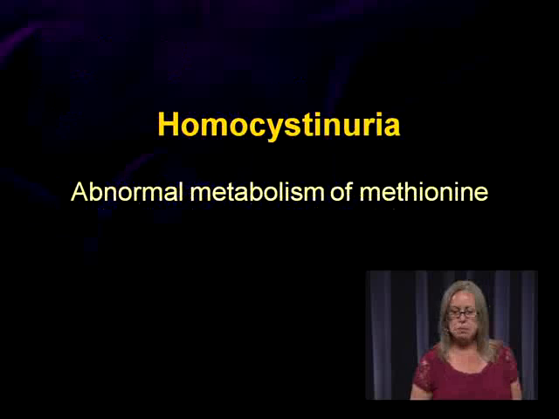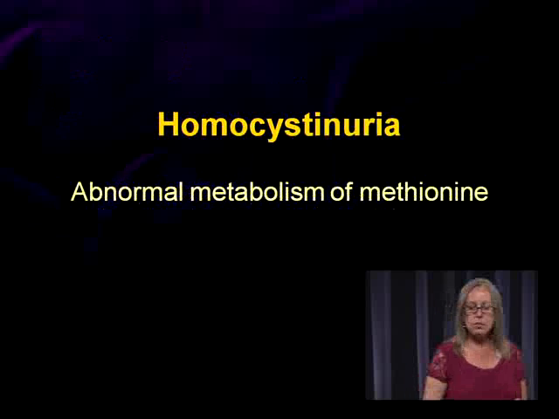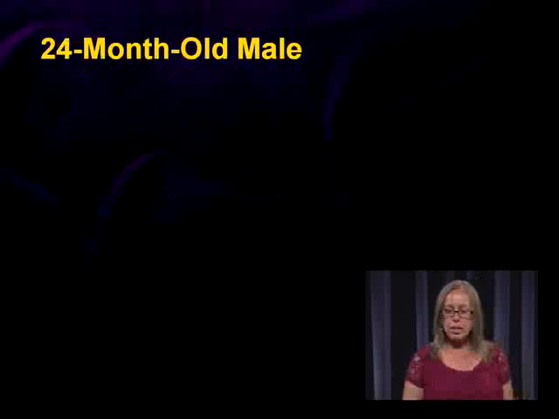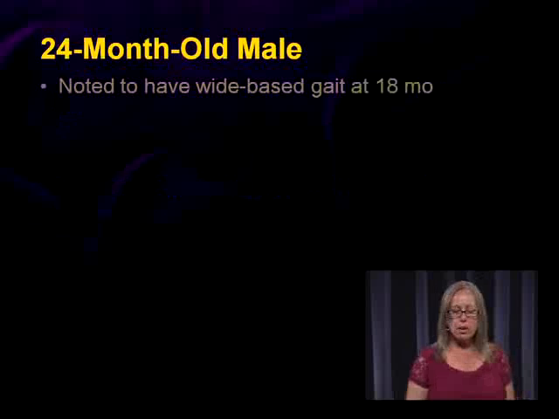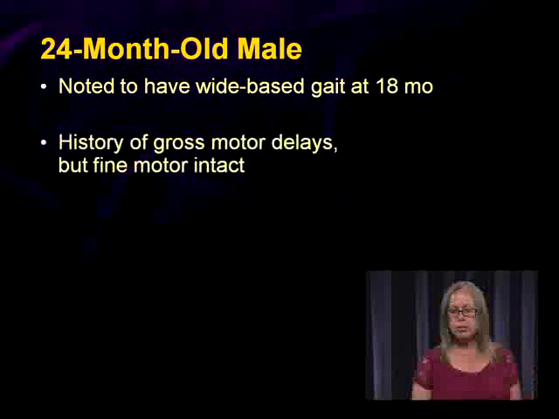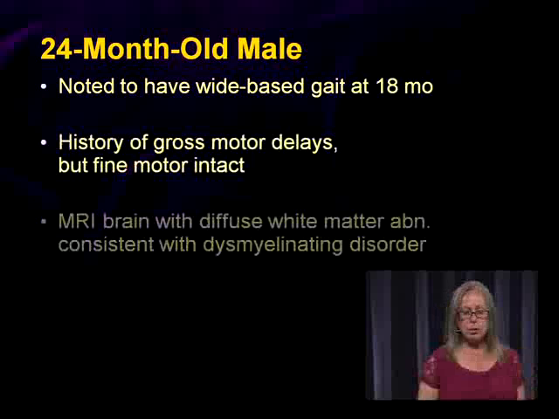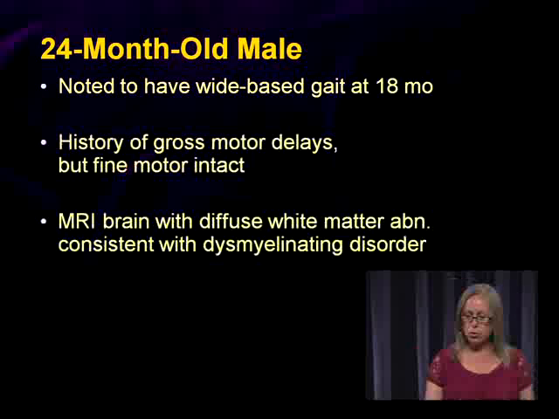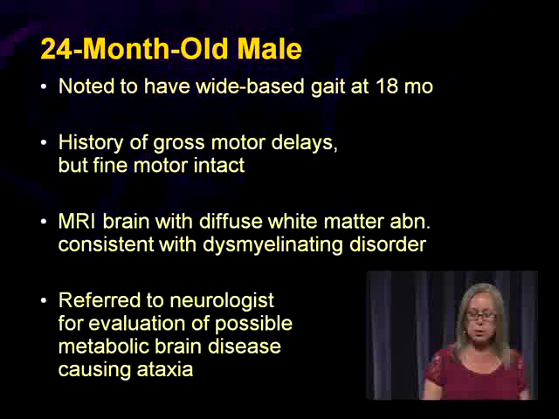All right, homocystinuria is an abnormal metabolism of methionine. Well, case presentation: a 24-month-old male, noted to have a wide-based gait at 18 months of age, history of gross motor delays, but good fine motor skills. An MRI of the brain showed diffuse white matter abnormalities consistent with a dysmyelinating disorder. And he was referred to the neurologist for evaluation of possible metabolic brain disease causing ataxia.